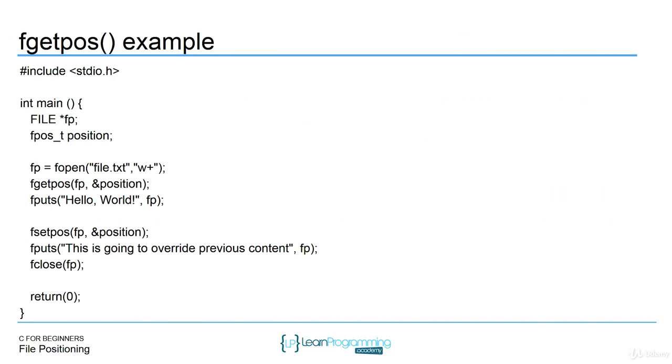So here we have our fpos_t type position. We open up our file and then we call fgetpos. With fgetpos, we're specifying where we want to move the pointer, where we're actually reading or writing in the file. Then we use fputs wherever we moved it to. And then fsetpos is going to set specifically where we want to write to, and then write it from wherever we want.